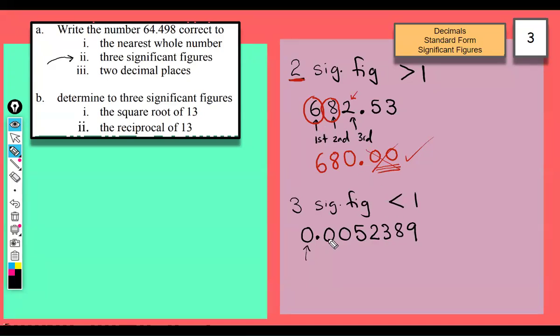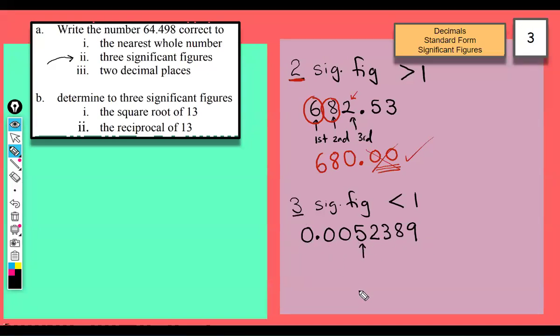But when it's 0.0000 something, you just ignore all the zeros. So you're ignoring this 0, and this 0. You just start to count from the very first number that is not 0. Make sure you understand that, because real people mix that up. So for this question, we're going to start to count from the 5. We just ignore all the other zeros.